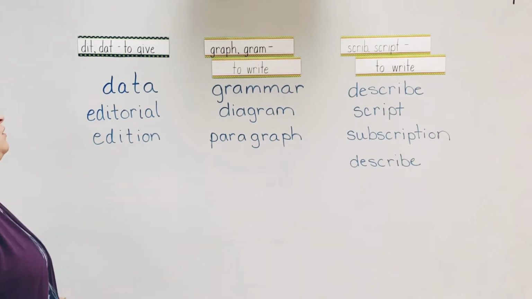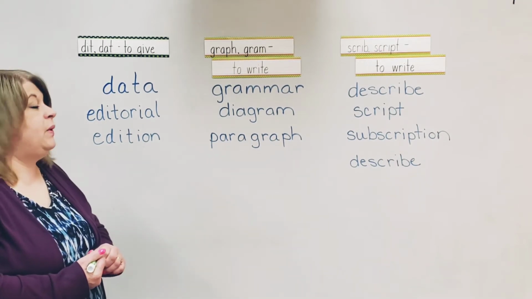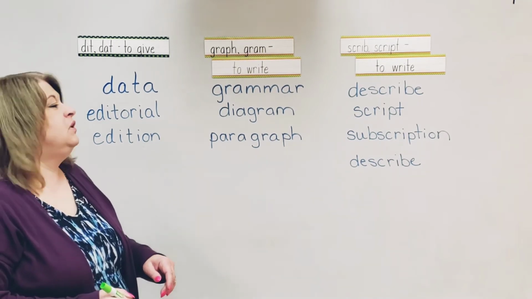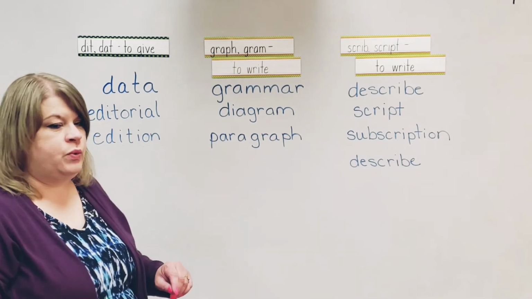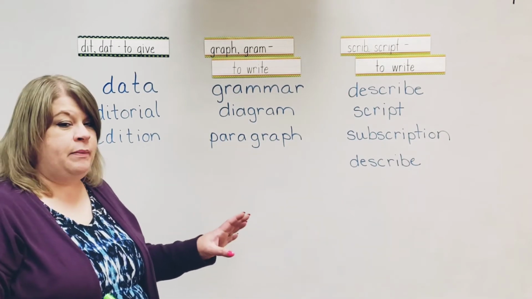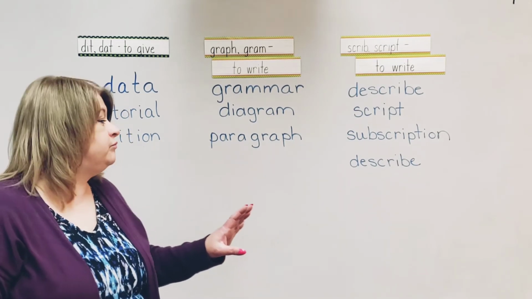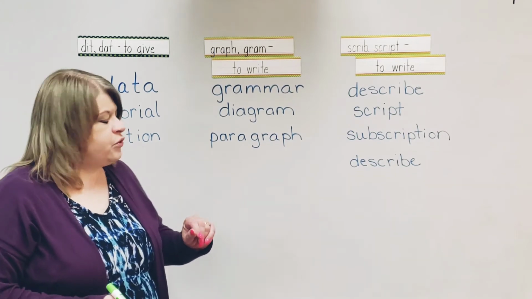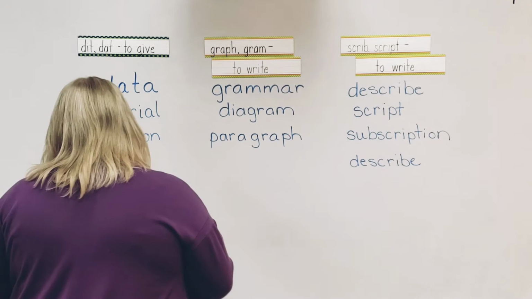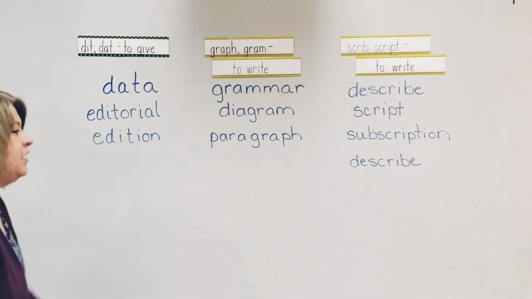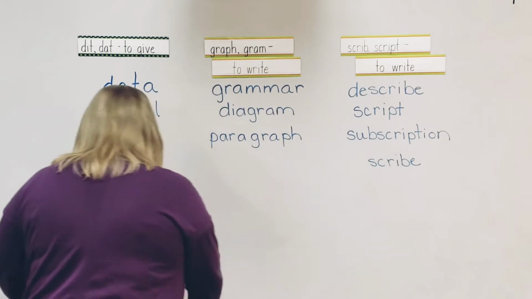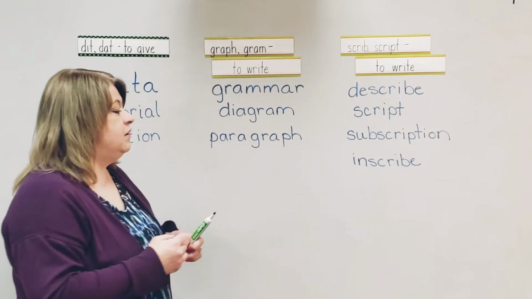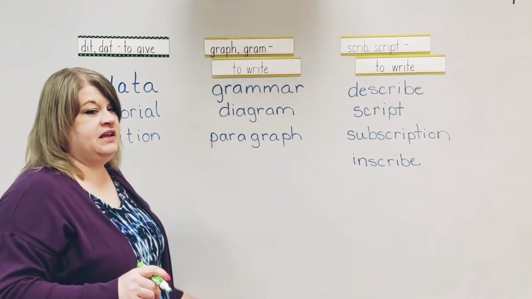Let's go to graph and gram. We start out with grammar, diagram, and paragraph. Did you get those, guys? I hope so. And then thirdly, scrib and script. We have describe, script, subscription, describe. Hopefully you have those in there. Oh, describe was in there twice. It's not describe. What word should that be, third graders? Not describe. It should have a different prefix, shouldn't it? It should be inscribe. Wow, it shows that it has those same things there, right?